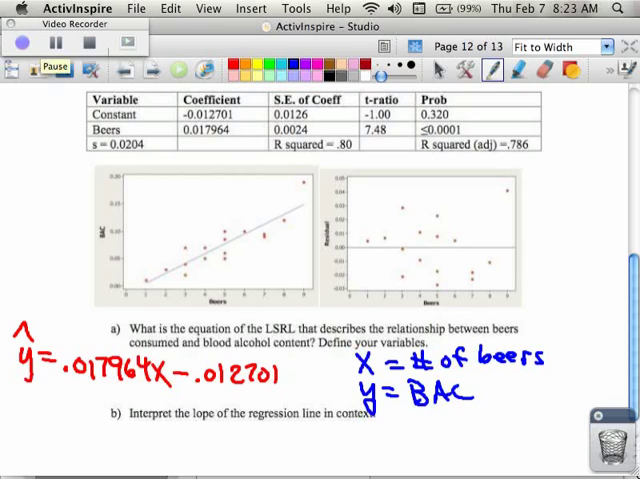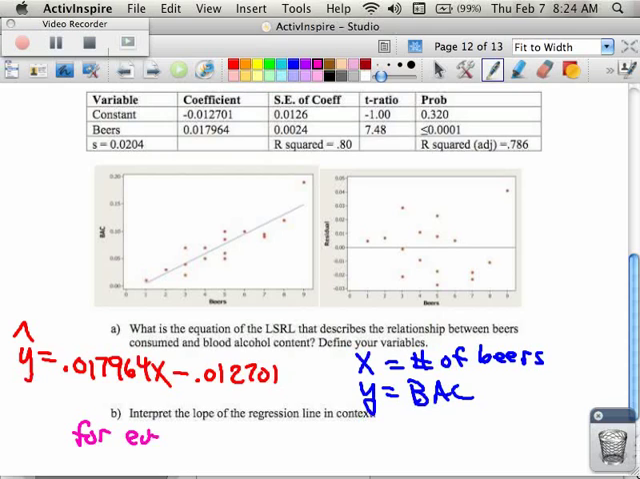Okay, so in part B, what does the slope mean? Well, it means, what does the lope mean? The lope is a ski race over in Theodore Wirth. Lope, it is a race. Lope, it. Okay, whatever.